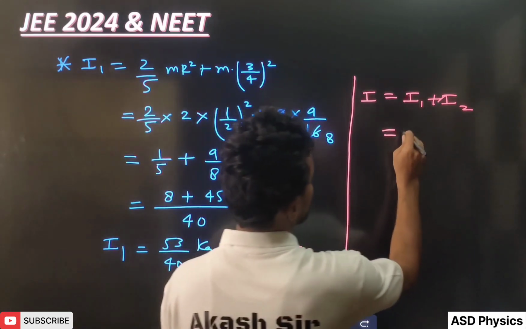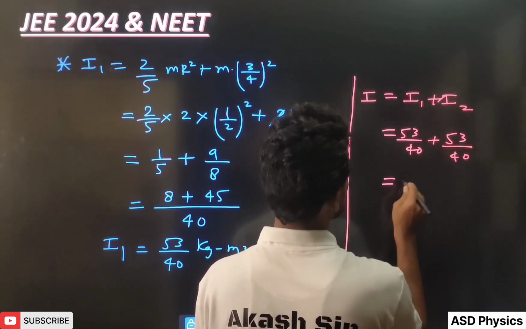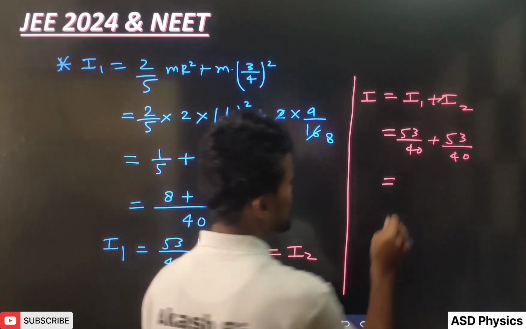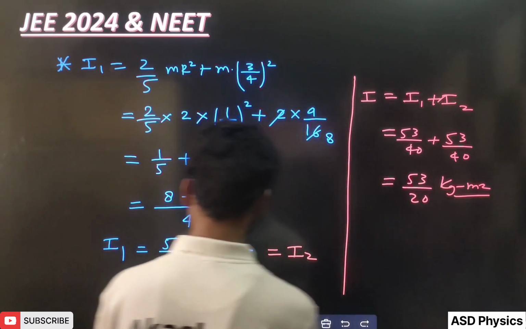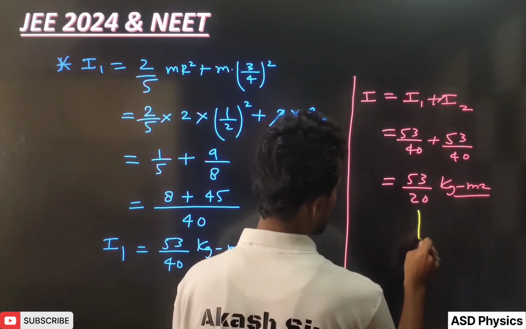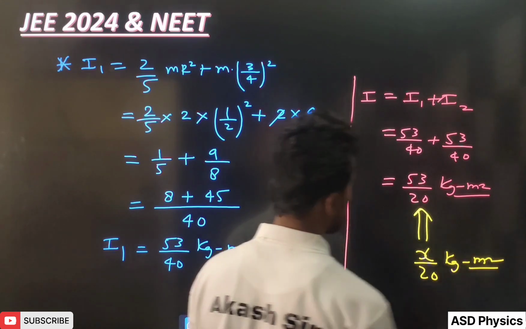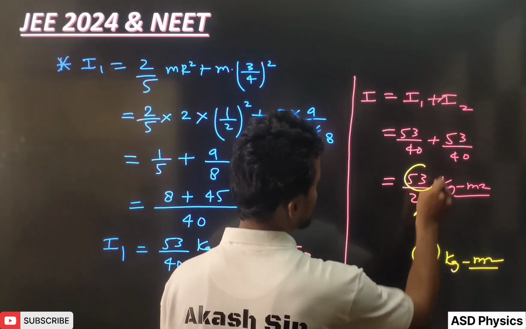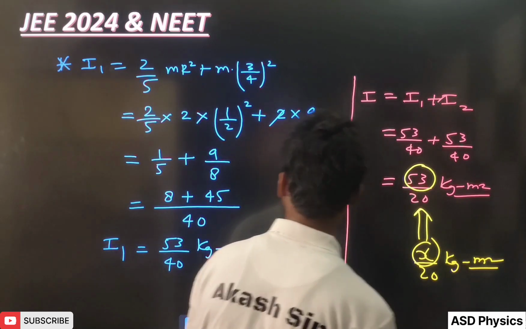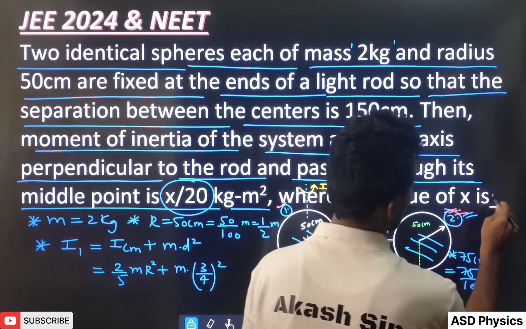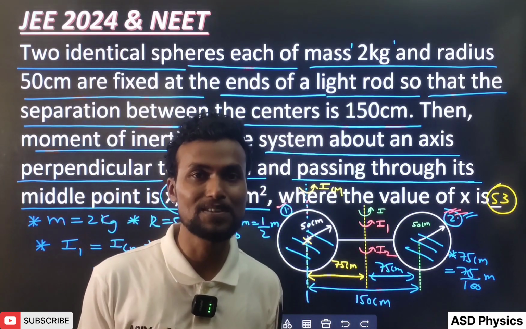So what is this? 53/40 plus 53/40. So what will this become here? 53/20, is it? See here, very basic, 53/20 kg m². And this we have to compare with x/20 kg m². Then what is the value of x? The value of x, students, is 53. Kindly see very well, the value of x is 53. So students, here we have put the value of x as 53. I hope you have understood this question very well. Keep studying, keep growing.